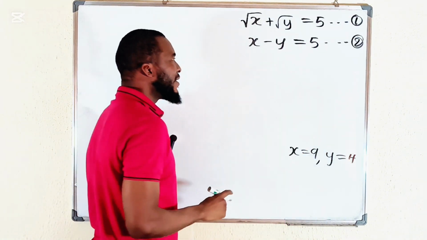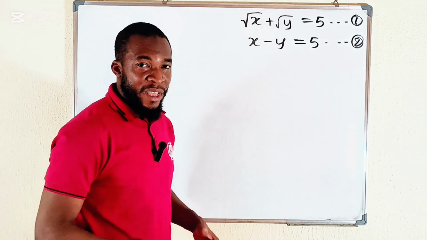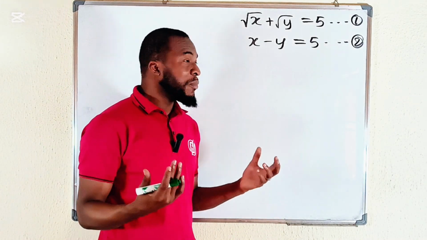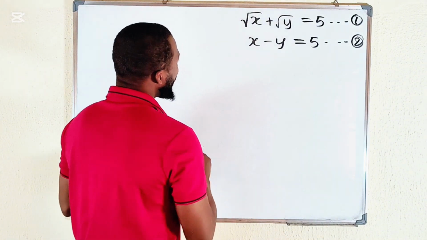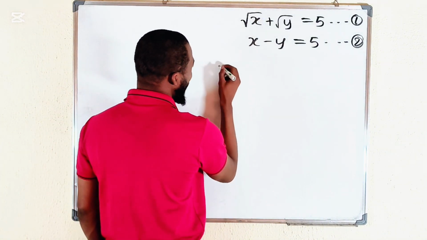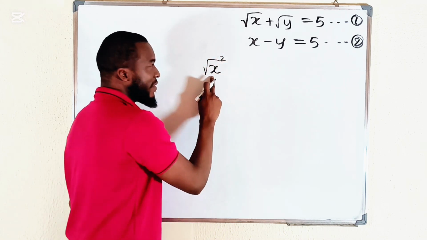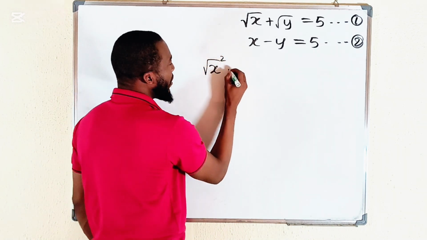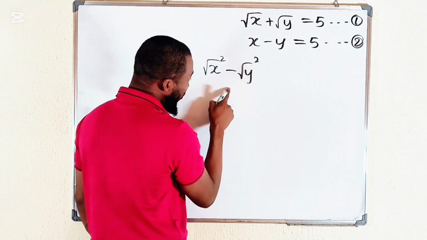So how can we solve these two equations? Let's see how we can do that. Already, x and y are all positive numbers where x is greater than y, remember. So I can write the second equation as the square root of x whole squared, this is the same thing as x, right? Minus the square root of y also squared. I know that this is 5.